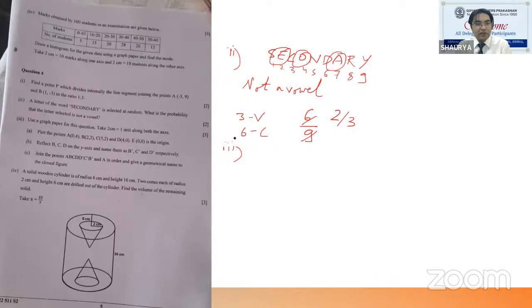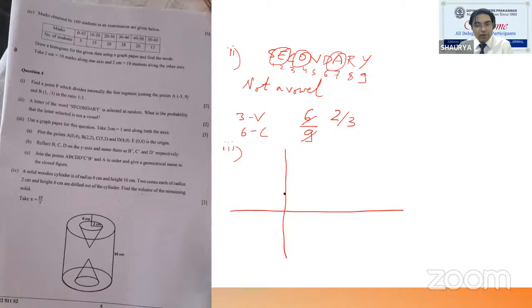Again, it's a graphical question. What does it say? Let's try to at least see what can be done here. Use a graph paper for this question. Again, the scale has been given. Take 2 centimeters equal to 1 unit on both the axes. We need to plot 4 points first. Let's approximately do that.